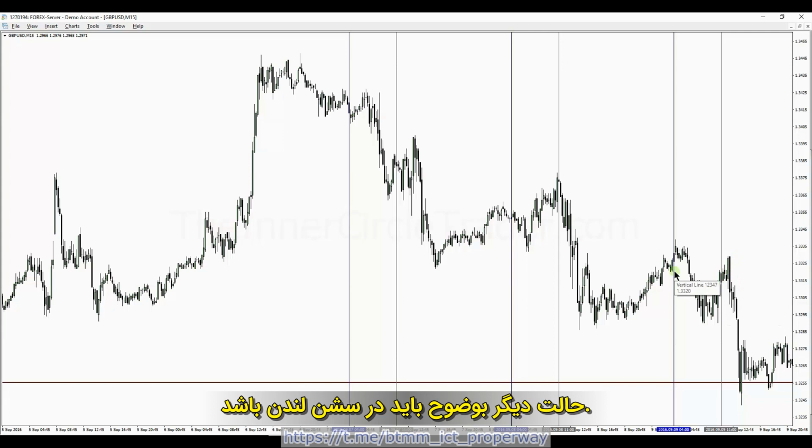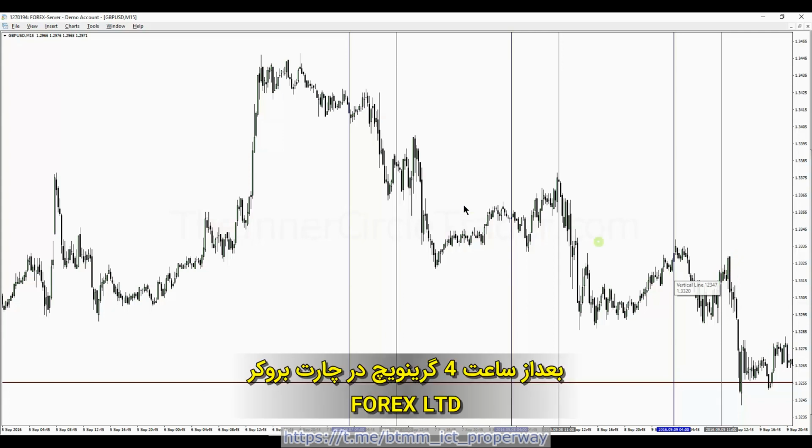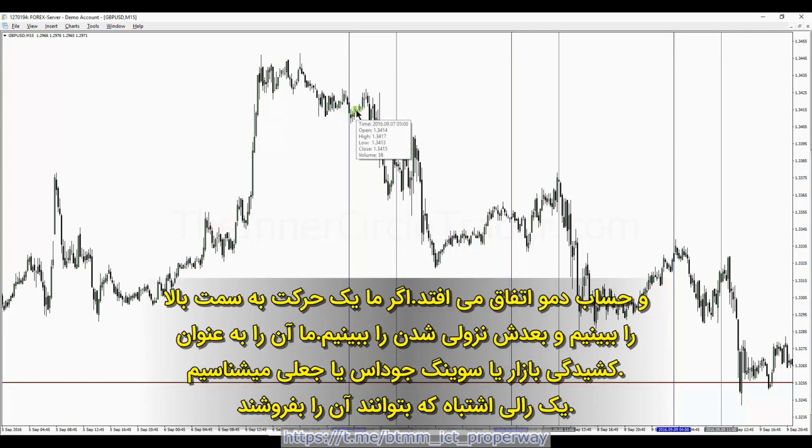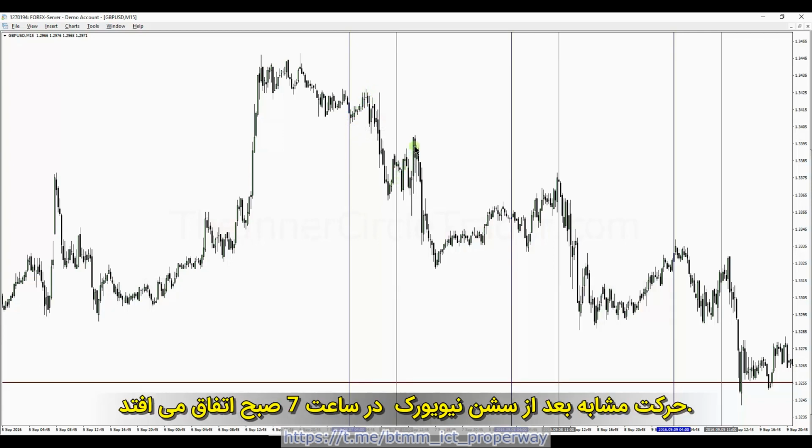The other one is in the London session, obviously, and it's after 4 GMT on the Forex Ltd demo account. If we see a movement higher and we're bearish, we see that as market protraction or a Judas swing. It's a false rally to sell into. Same thing occurs after New York's 7 o'clock in the morning time.